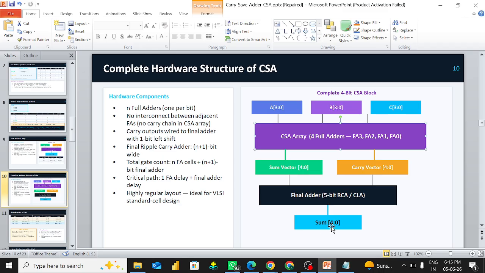That will be 5 bit. Why 5 bit? Because you got the carry vector as 5 bit, right? Obviously, if you have one input as 5 bit, then you will get the output as 5 bit only.